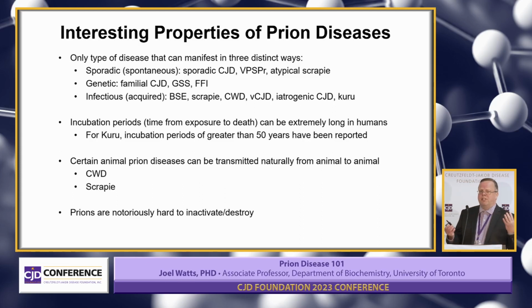So I find prion diseases very interesting, not only because they have affected me personally, but they've attracted a lot of attention in the research community because they go against a lot of the norms that you see in biology. First off, they're the only type of disease that can occur in these three different ways: sporadically, genetically, and via an infection. Things like viral and bacterial diseases occur via an infection. Something like cancer can occur sporadically or genetically, but it can't occur via an infection.